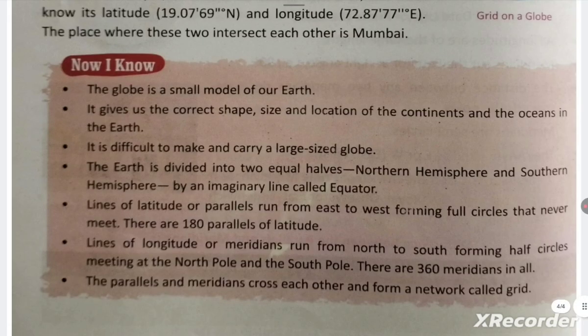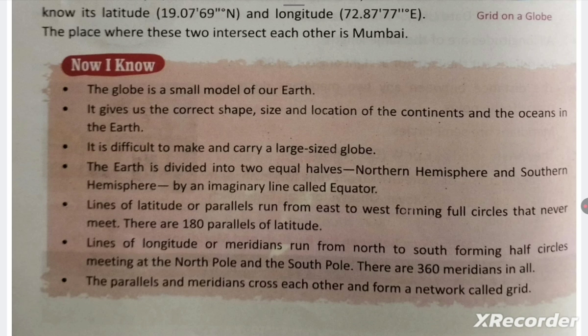Now I know. The globe is a small model of our Earth. It gives us the correct shape, size, and location of the continents and the oceans in the Earth. It is difficult to make and carry a large sized globe. The Earth is divided into two equal halves, northern hemisphere and southern hemisphere, by an imaginary line called equator.